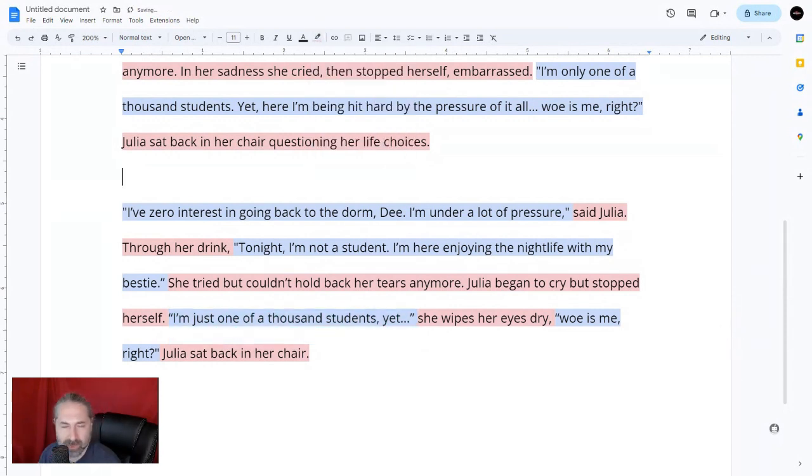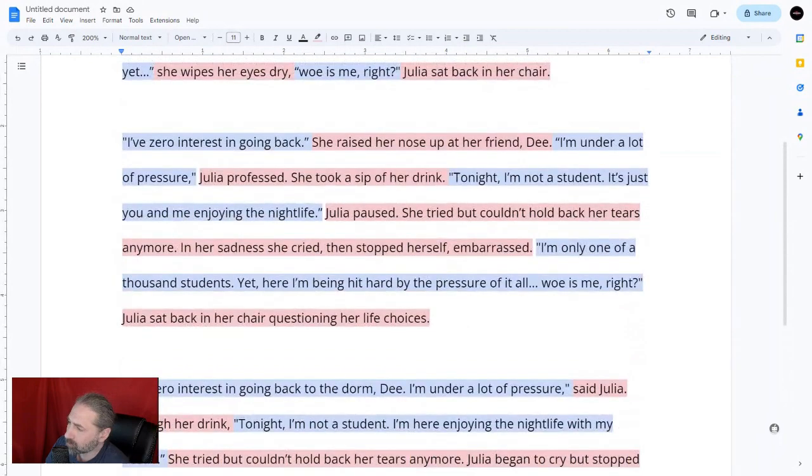If I wanted to mix some of those things and I felt I wanted something to move in: I have zero interest in going back to the dorm, D. I'm under a lot of pressure, Julia said through her drink. Tonight, I'm not a student. I'm here enjoying the nightlife with my bestie. She tried but couldn't hold back her tears anymore. Julia began to cry but stopped herself. I'm just one of 1,000 students, yet she wipes her eyes dry. Woe is me. Julia sat back in her chair.